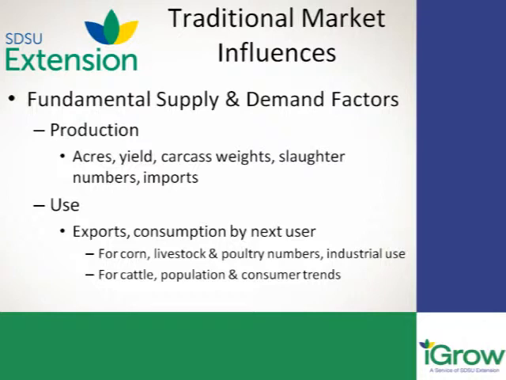And then on the demand side, we think about whatever use numbers there are available to us. In particular, we pay a lot of attention to export markets. The United States exports a fair amount of our agricultural commodities. We also look at what the consumption is domestically, and that's going to depend on what the commodity is. For example, for corn, we're going to think about the next users being livestock and poultry numbers. We're going to talk about industrial uses for corn, like ethanol, what kind of demand sources there are there. For cattle or pork, we're going to talk about how many people there are in the United States, what the per capita consumption is, what their disposable income is, what their consumer tastes and preferences are. Those are kind of the traditional market influences that we think about.